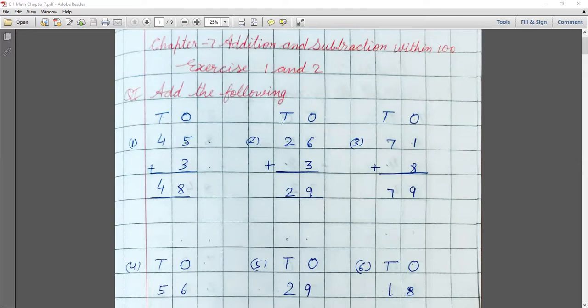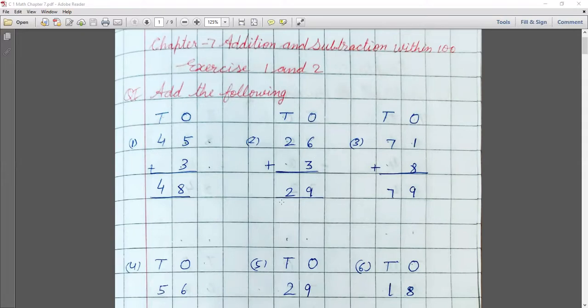Next is tens and ones. Again, you should leave a gap of 3 boxes between two sums. 1, 2, 3. Okay. Then again write like this, 26 and 3. What are the digits of the ones place? 6 plus 3. Okay, 6 and 3 now. So 6 plus 3 is equal to 9. That's why we write 9 here.